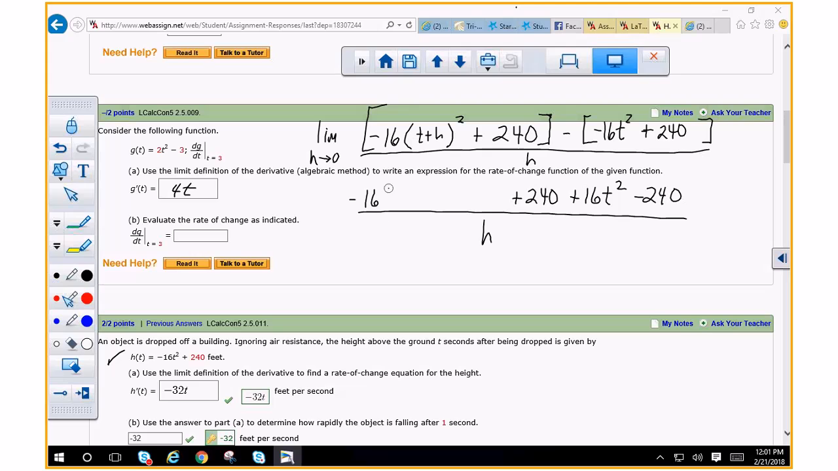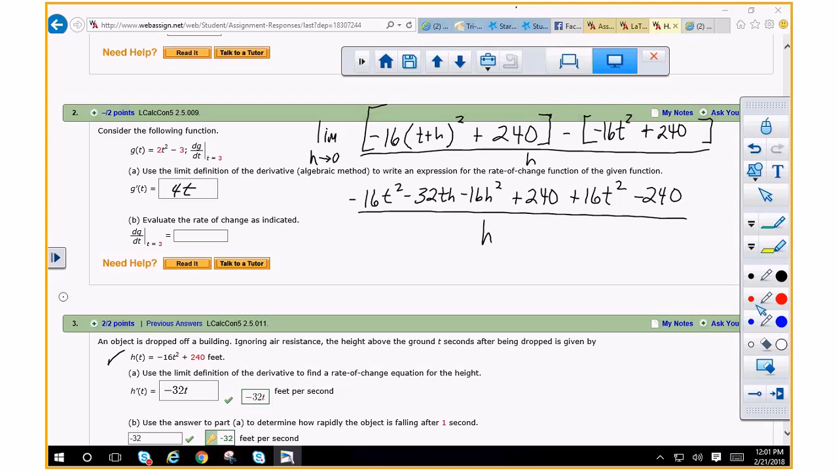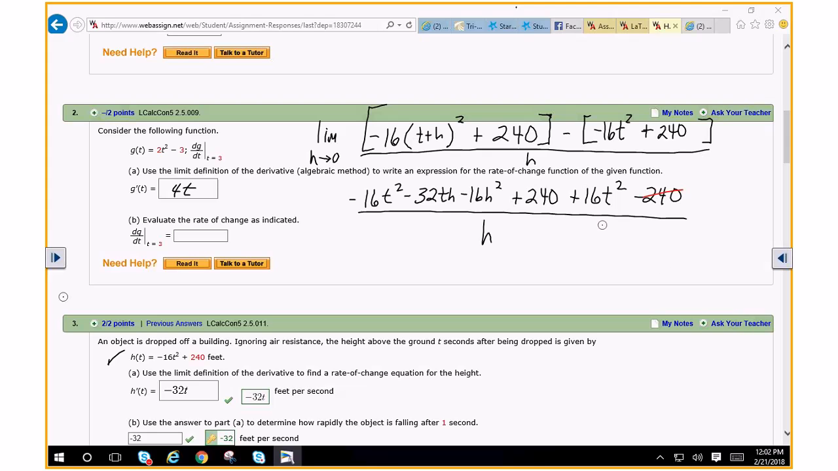Just rewrite it. Negative 16t squared minus the 32th minus 16h squared. I hope I got that right. I did it in my head. And let's see what happens. I'm going to see what I can go ahead and cancel. 240's cancel. The 16t squared's cancel. And it leaves you with the h term, so that's right.